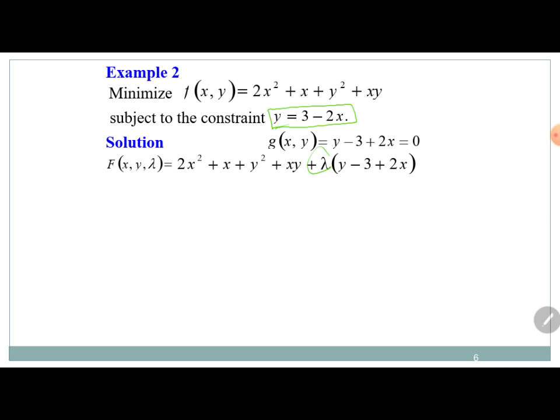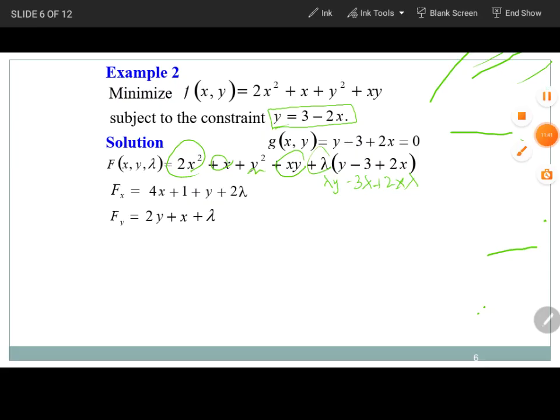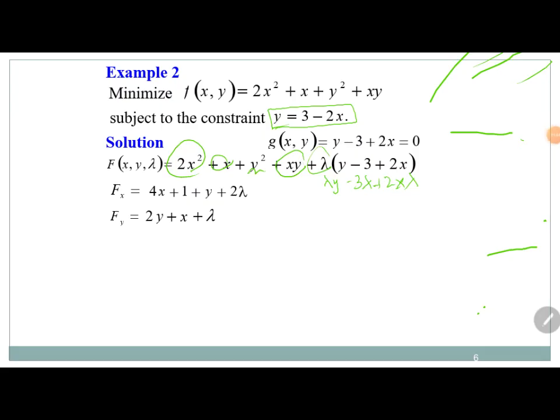We need to find the partial derivative with respect to each variable. With respect to x, 2x squared gives 4x, then x gives 1, and differentiating xy, y is constant, so we have y, and then expanding lambda y minus 3 lambda plus 2x lambda, we get 2 lambda. So that is f sub x. Then f sub y: y squared gives 2y, differentiating xy we get x only, and differentiating lambda y we get lambda.